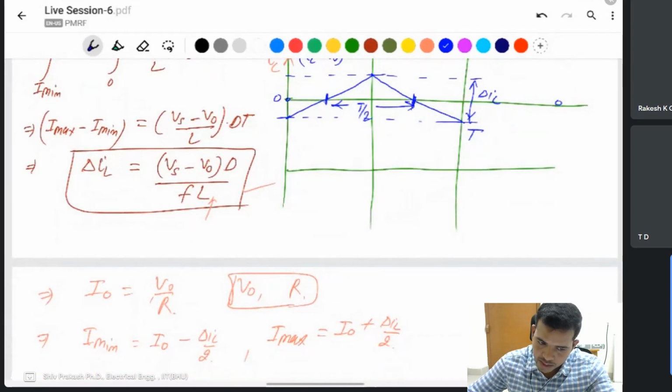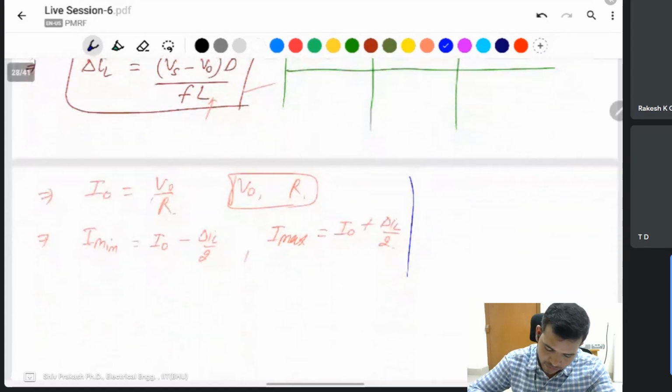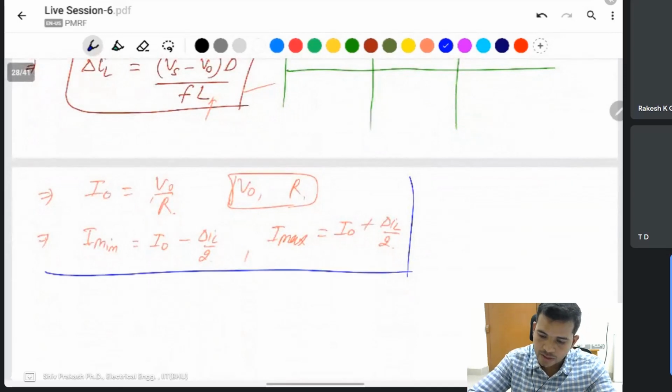Then what will be the change in charge? Written here: change in the charge.